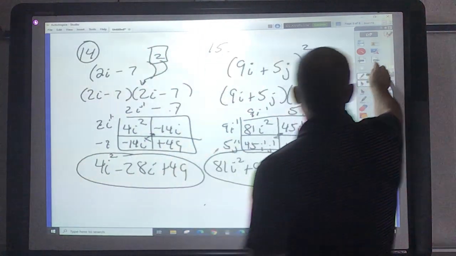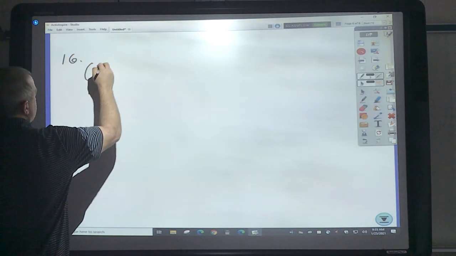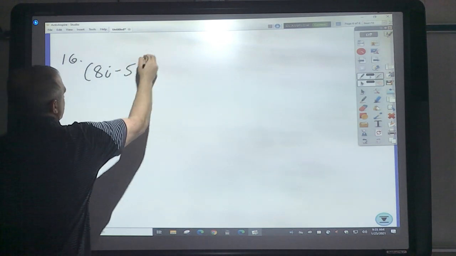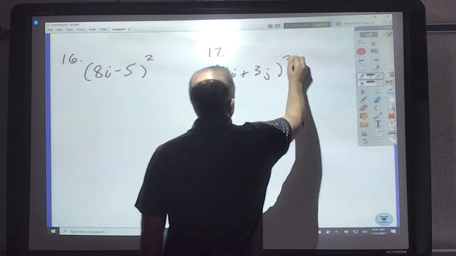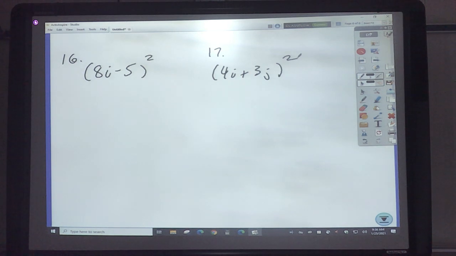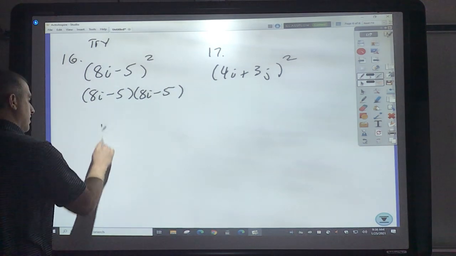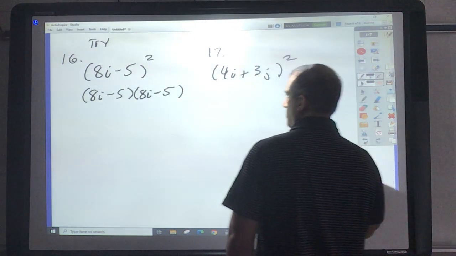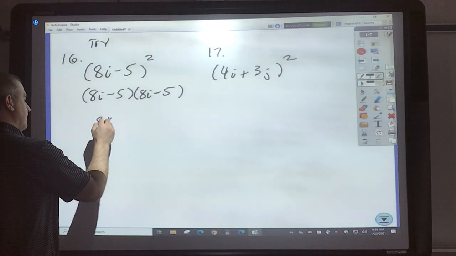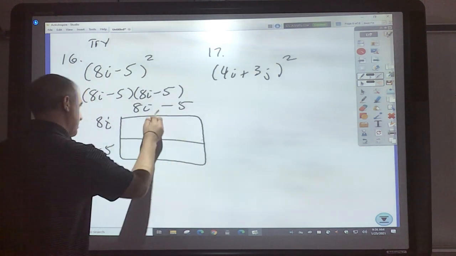Don't change the exponents. All right, let's do these last two questions. 8I minus 5 squared, let's do 4I plus 3J squared. So go ahead and pause your video and go ahead and try these, okay? All right, go ahead and unpause. So first thing I would do is write this twice, okay? So that, whoops, hold on, I'm skipping the steps. All right, write these terms, write these terms, draw a big box, split this one, okay?